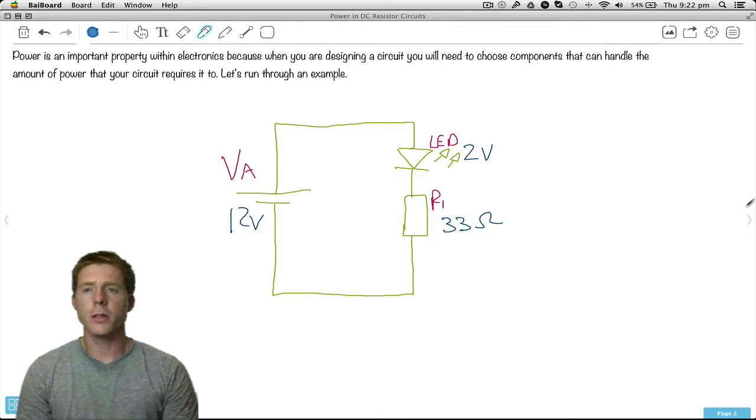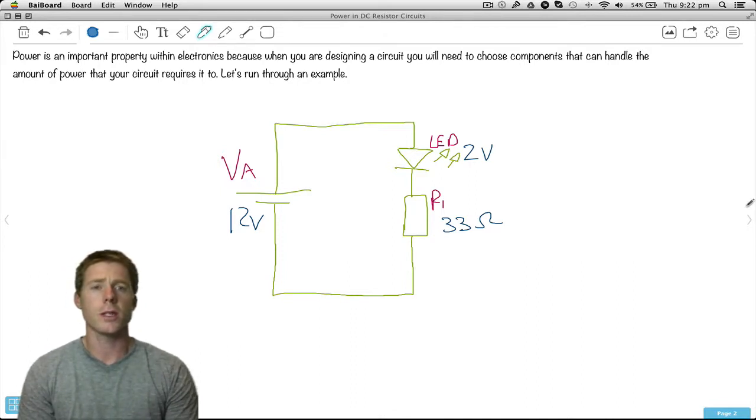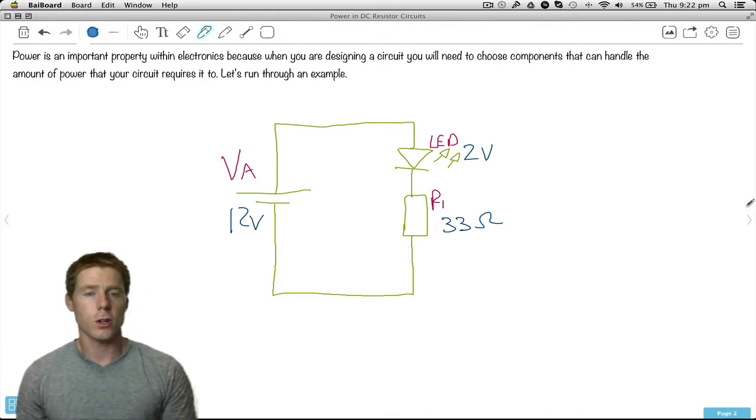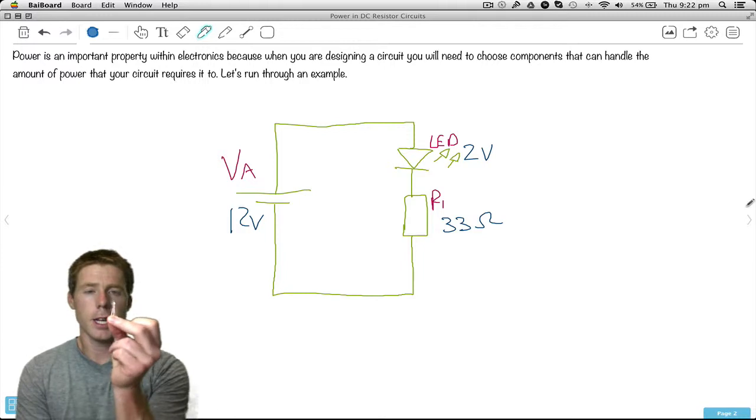Power is an important property within electronics because when you are designing a circuit you will need to choose components that can handle the amount of power that your circuit requires. Let's run through an example and then we'll watch a little video clip, and surprise surprise, I am in the video clip. So what I've got here is an LED.